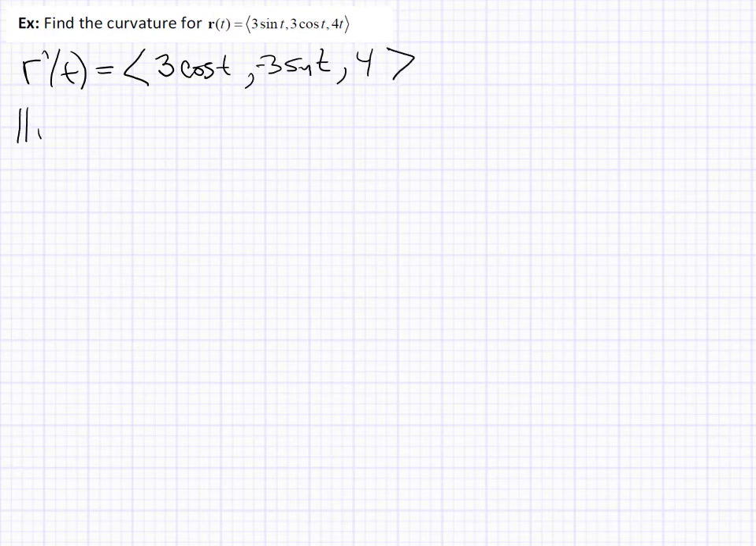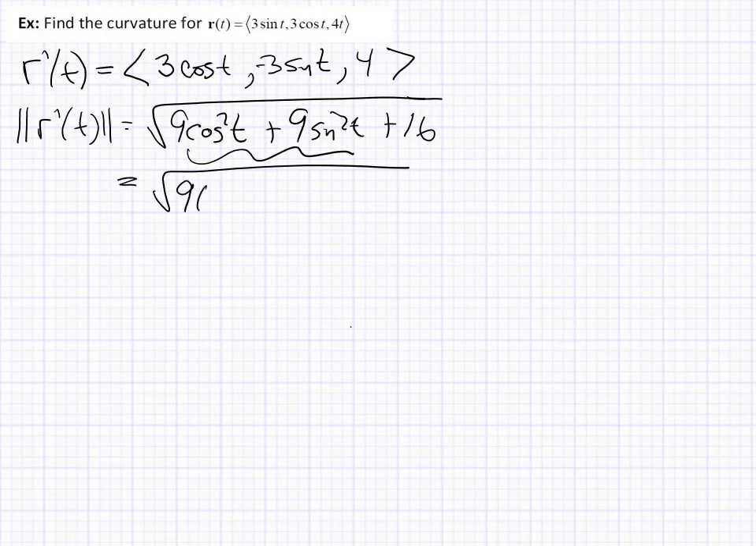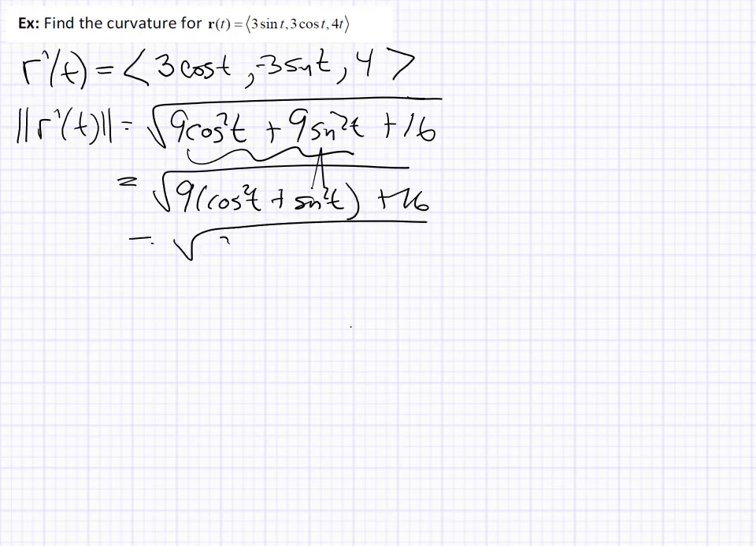And then we're going to find the magnitude of r prime, which would be the square root of 9 cosine squared t plus 9 sine squared t plus 16. And again, we've done this a couple times now. Factor out the 9. We have cosine squared t plus sine squared t, plus 16. So we get the square root of 9 plus 16, again, because this is 1.